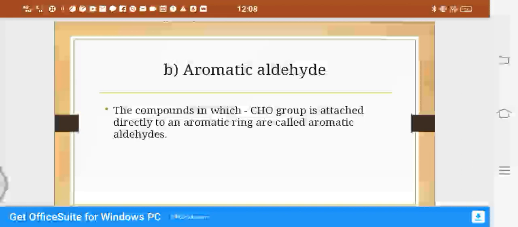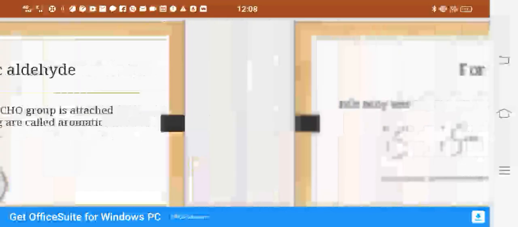Then next is aromatic aldehyde. Aromatic aldehydes are the compounds in which the CHO group is attached directly to an aromatic ring. Aromatic ring means a closed ring structure.